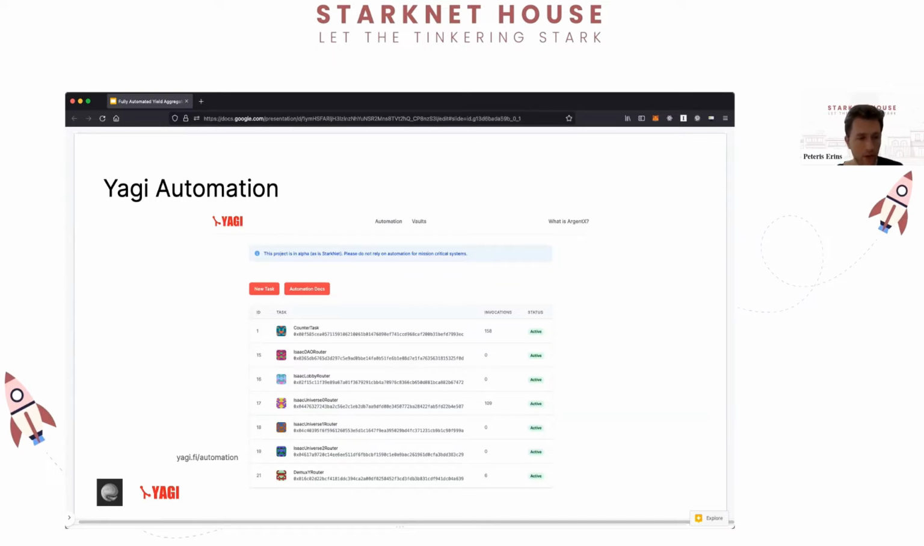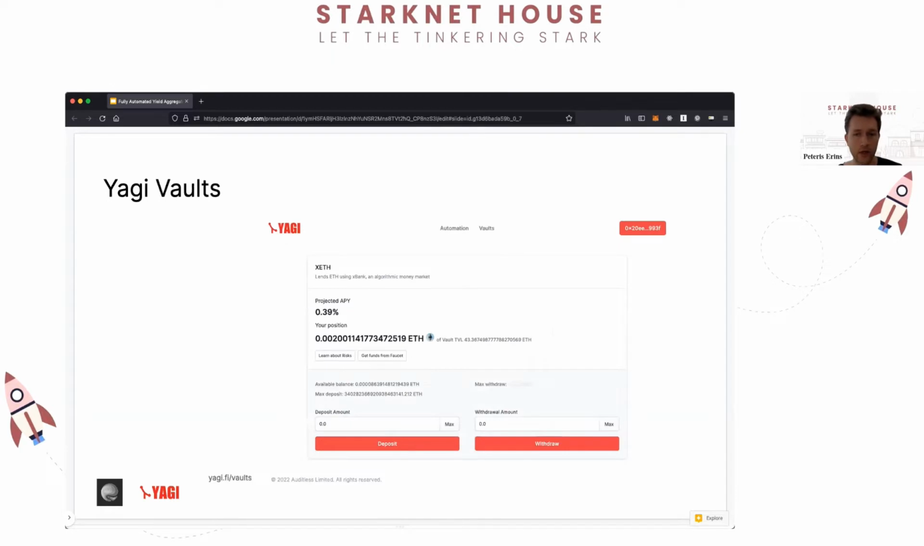And then the second product is Yagi Vaults. It's more recent, and the idea is really building different kinds of investment strategies. You can deposit a single token, let's say it's Ether or DAI or another type of token, and we curate and develop investment strategies that basically allow you to compound some of that token, right, or get exposure to different types of yields that are available in the StarkNet ecosystem. And both applications are developed and deployed on testnet and available right now, so you can definitely check them out.